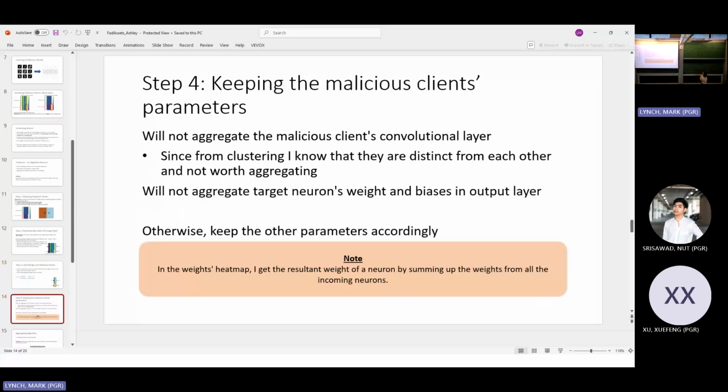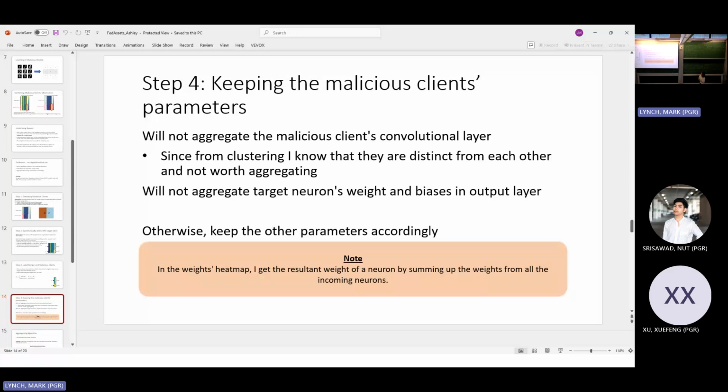So at last, we want to aggregate these parameters. Now that we know which client is benign and which one is malicious, we can keep all of the parameters from the benign clients and then take some proportion of the malicious clients. After some experiments, we realized that the convolutional layers of malicious clients are basically useless, because they are very fluctuated and not worth it to get useful information from.